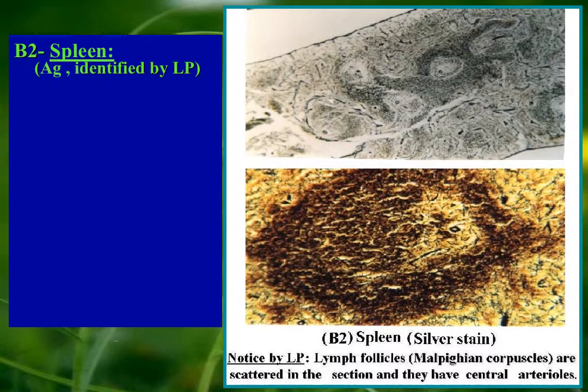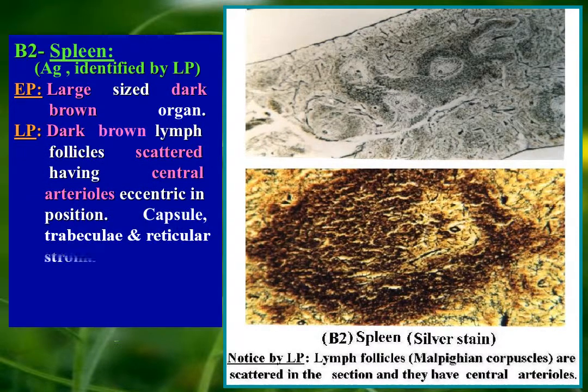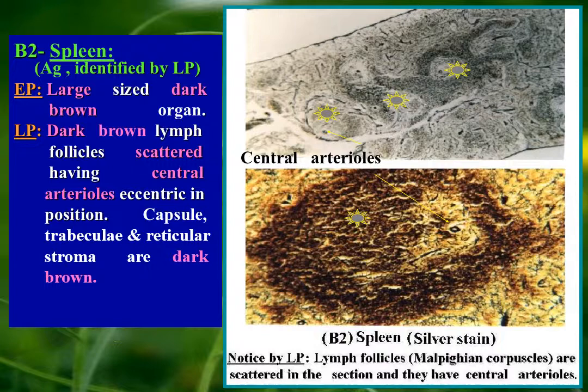Spleen stained with silver for studying the reticular stroma. By eyepiece it is a large dark brown organ. By low power it shows dark brown lymph follicles scattered, having central arterioles, eccentric in position. The stroma, formed of capsule, trabeculae, and reticular stroma, is dark brown.